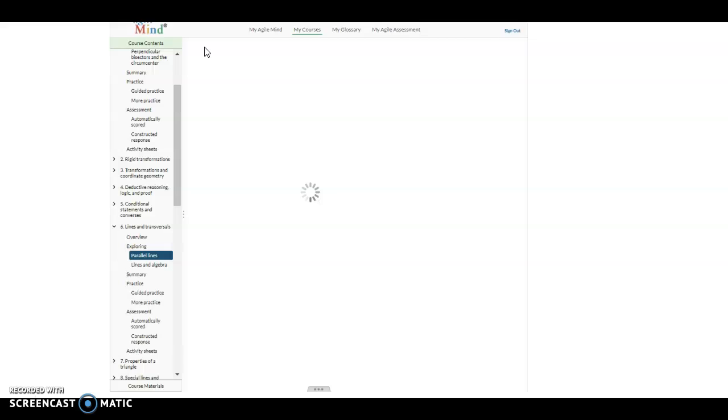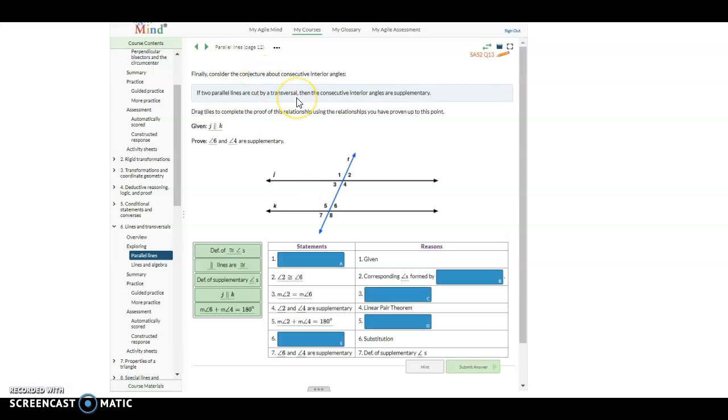All right, so our next proof, we're going to be looking at the consecutive interior angles. So remember, consecutive just means same side, whereas alternate meant opposite sides of the transversal. Now we're looking at angles on the same side of the transversal. Interior still means inside the parallel lines. So we have two pair of consecutive interior. 4 and 6 are consecutive interior, and 3 and 5 are also consecutive interior.